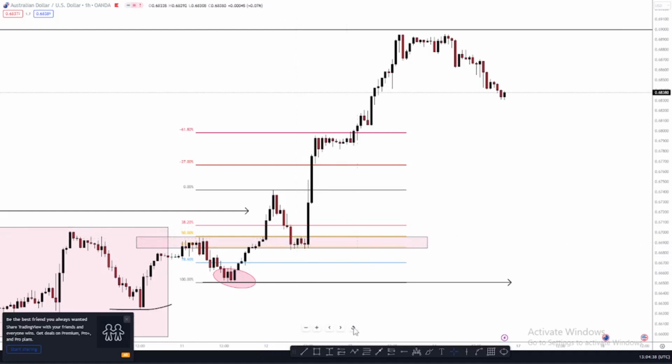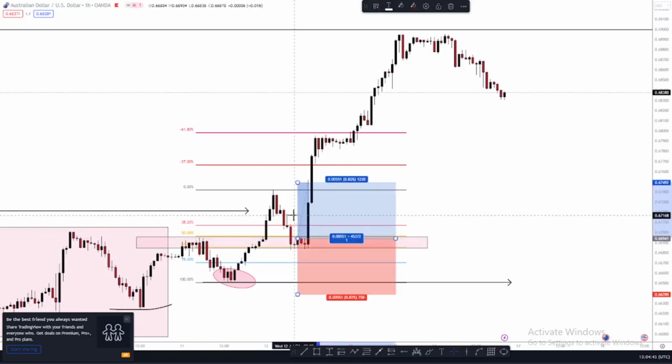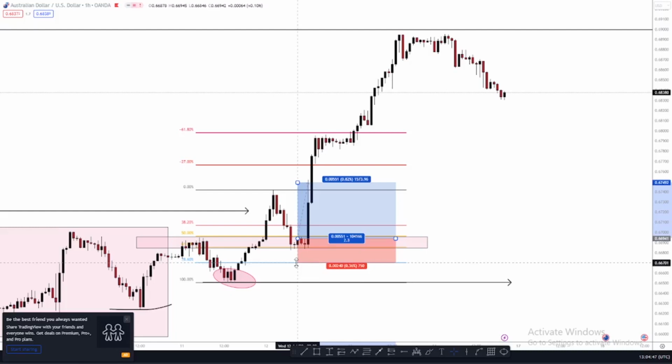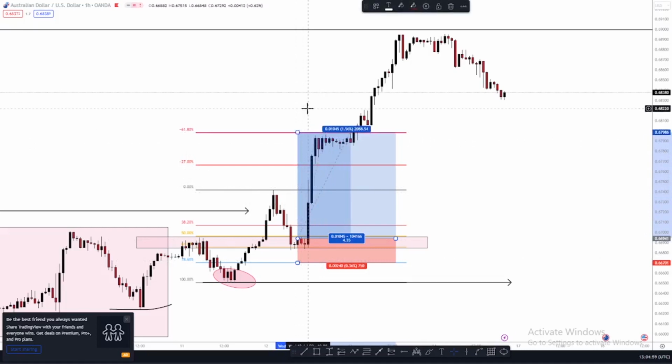So after I seen this candlestick confirmation, that's when I entered my trade. Placed my stop loss at this blue line, which is our Fibonacci 78.60% level. Risking 24 pips to make 100 pips, giving us a risk to reward ratio of 1:4.35. As simple as that.